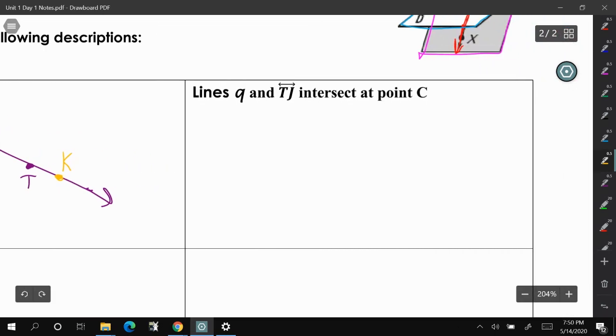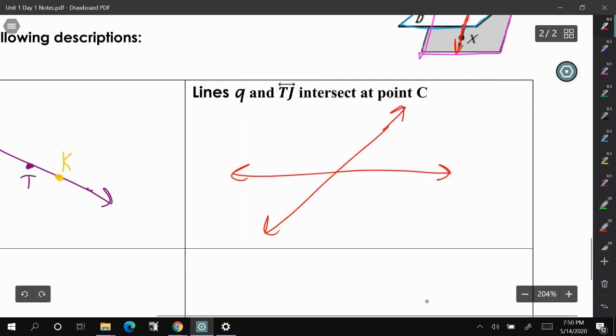This one, lines Q and TJ intersect at point C. So I'm going to start by drawing two lines that intersect. We know they intersect at point C. One of the lines is just line Q, and the other one is line TJ.